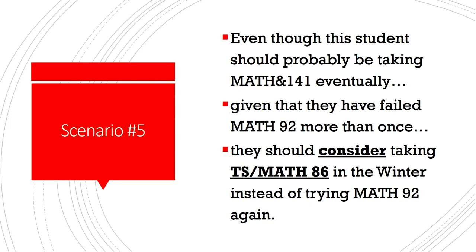So even though the student should probably be taking Math 141 eventually, given that they failed Math 92 more than once, it's probably a good idea for them to take Math 86 in the winter instead of trying 92 again, because clearly there's something going on where they're having really a hard time with those concepts. So Math 86 is a good next class because it'll slow the class down a little bit, make sure that they got their foundations down, and then they can take 96 in the spring. So remember, just because they're taking 86, that's still STEM pathway, because then they can take 96 in the spring.